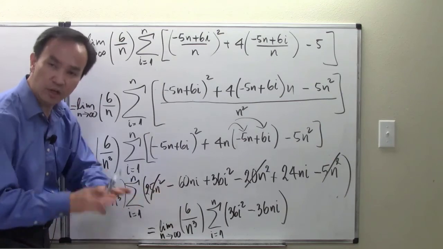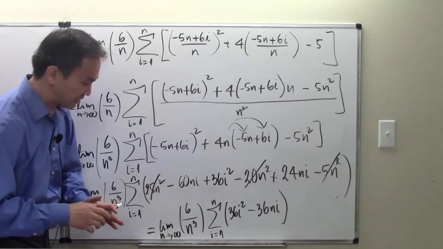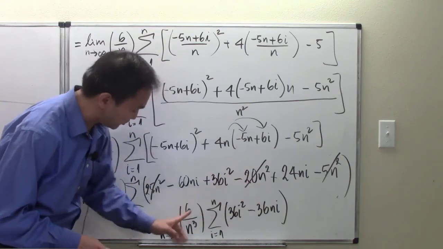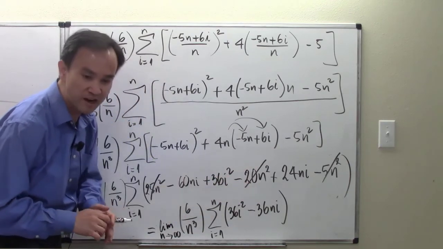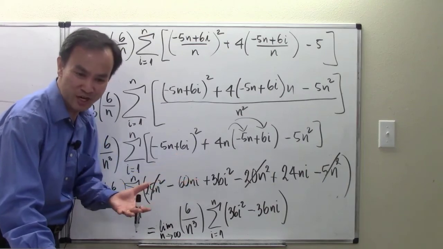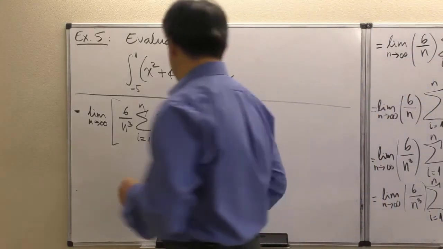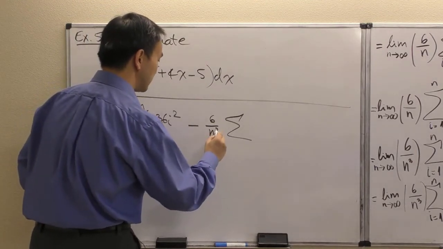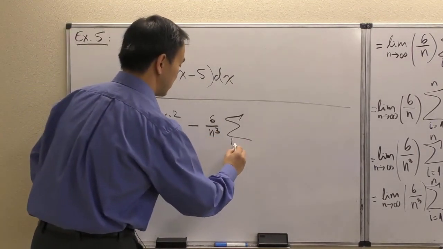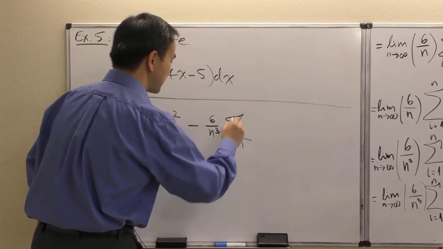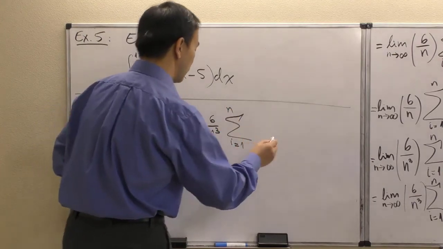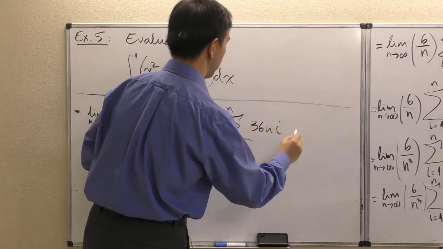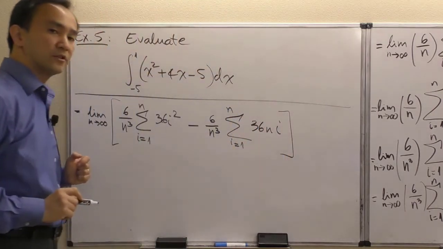So that's the little steps that I skipped, that I could have done, keeping that in front and then breaking that down into two separate summations, and then showing another step that distributes it out. But I sort of combined two steps together. So here it's minus, and now it's 6 over n cubed as a common factor, multiplied with the summation from 1 to n for the 36 ni.